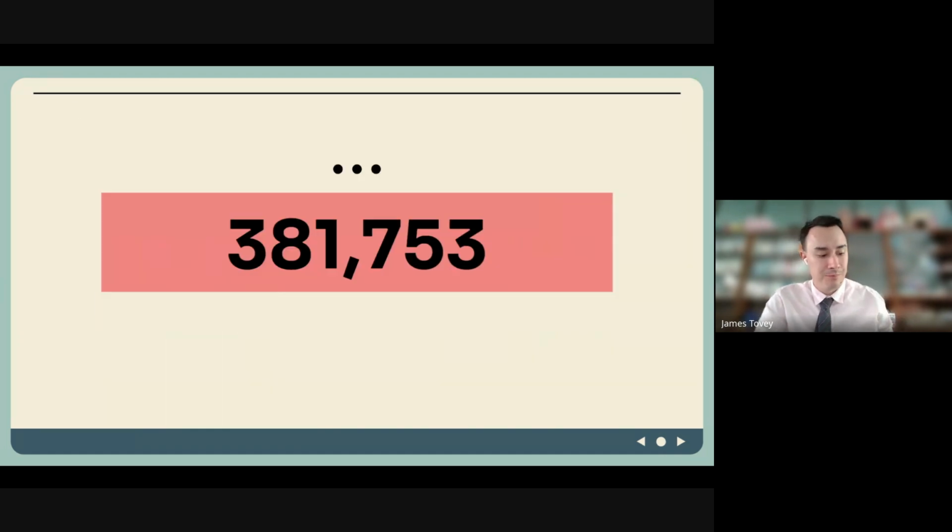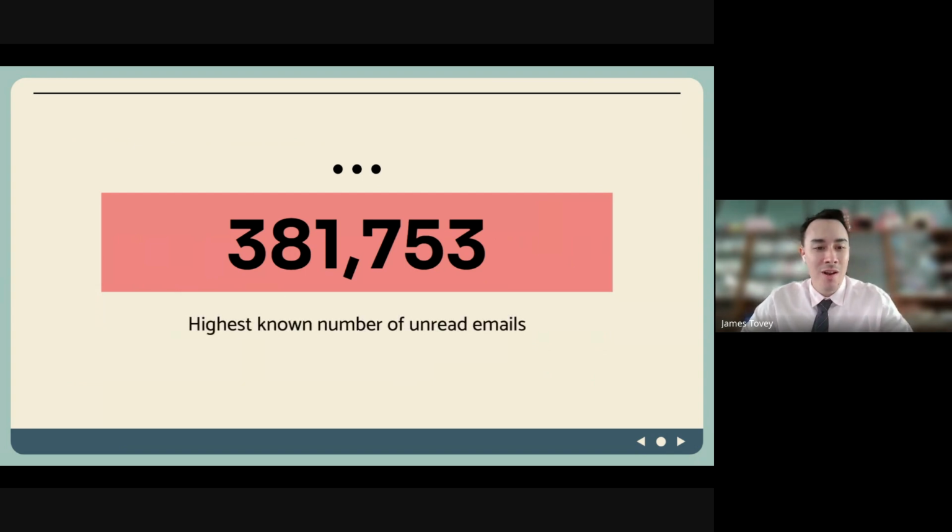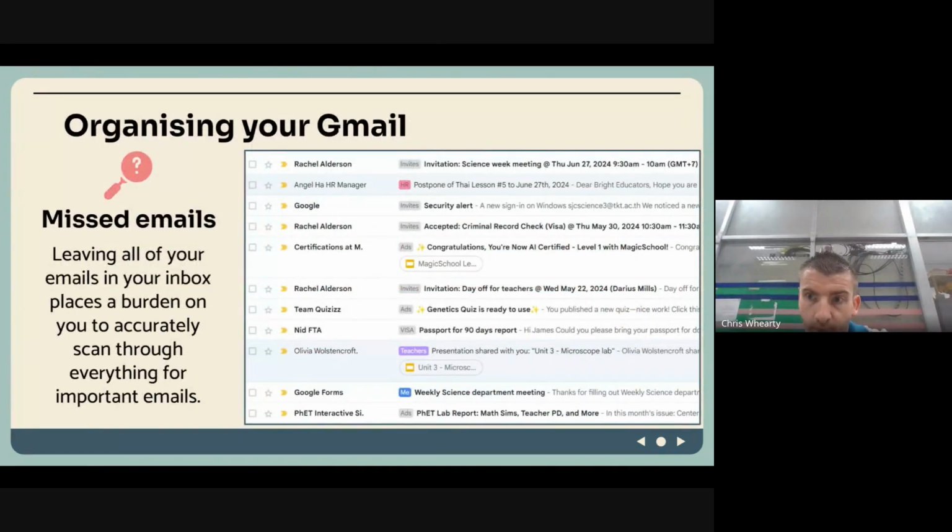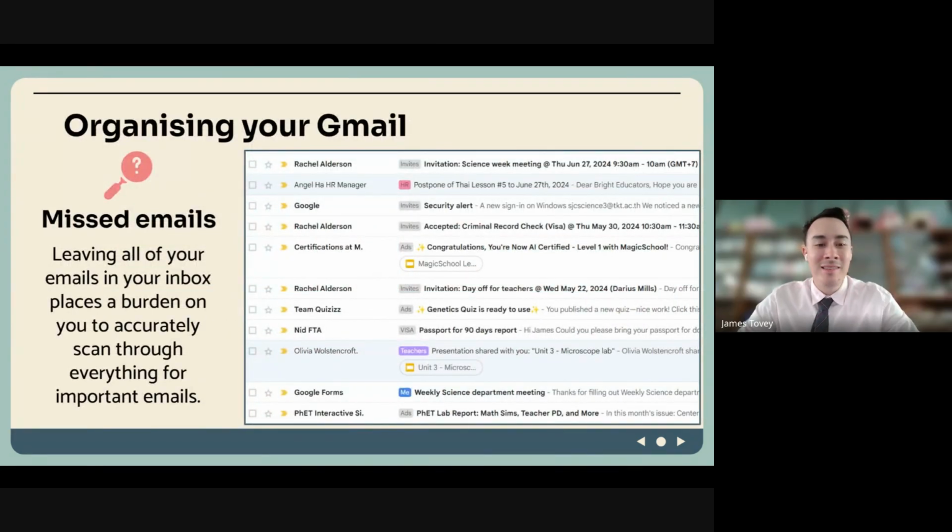Gmail. So, this very large number is the highest known number of unread emails. Like some person's work email out there somewhere has received so many emails, they've got almost 400,000 unread emails. Now, try to find anything useful in that haystack. So, basically talking about organizing your Gmail. There's going to be a lot of missed emails potentially.